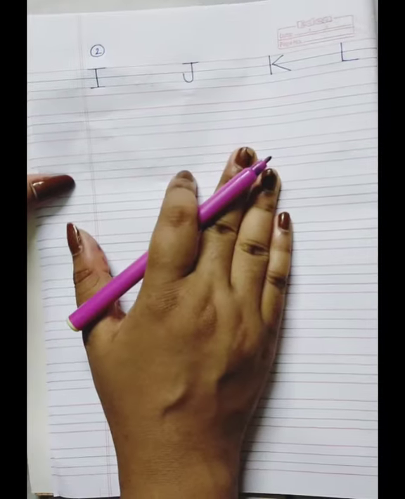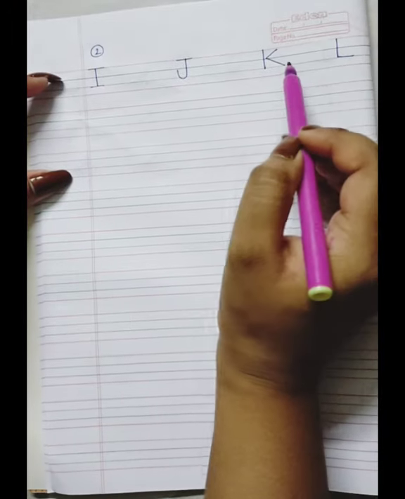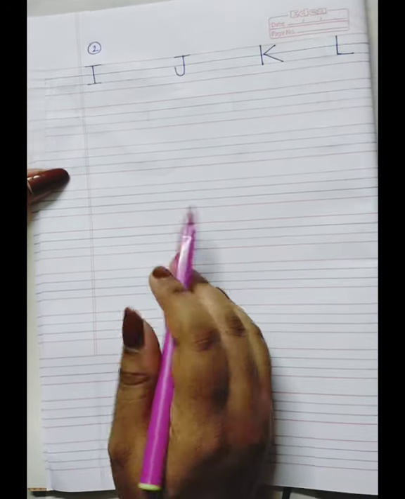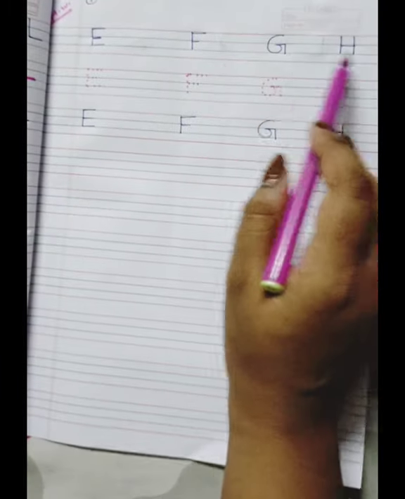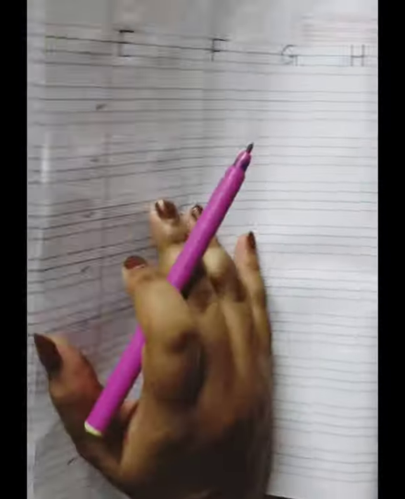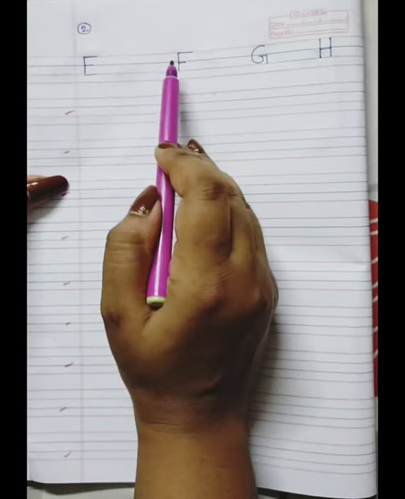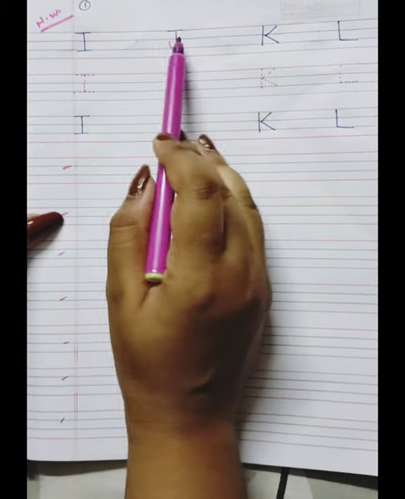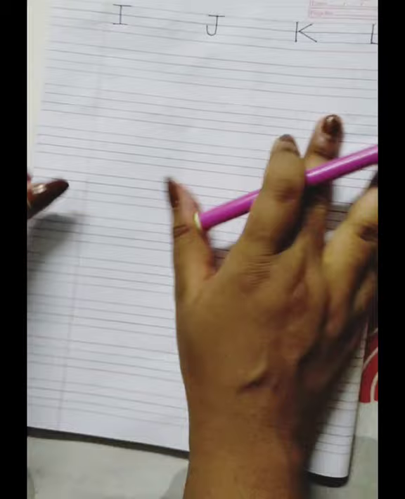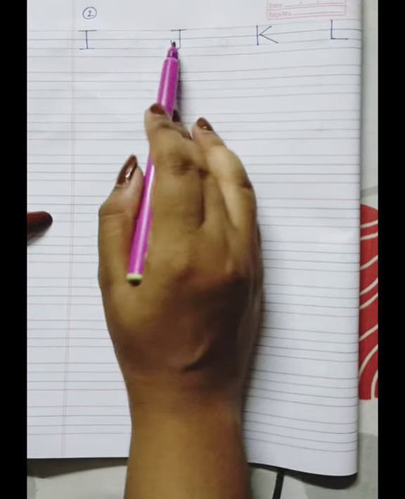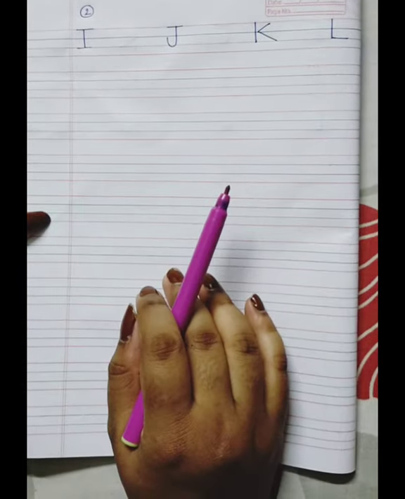Again, second page, they have to write I, J, K, L. Total 4 pages. They have to write the alphabets E, F, G, H, and I, J, K, L. Understood, everyone?